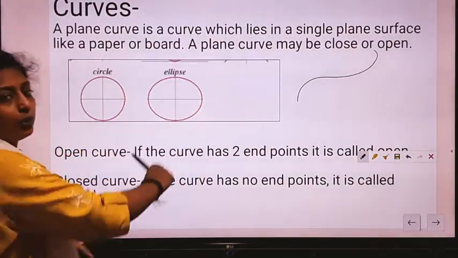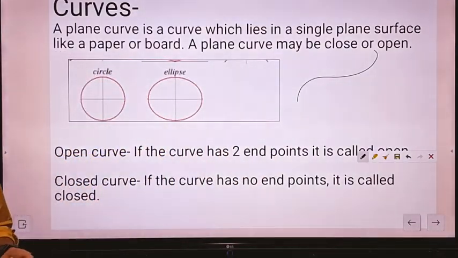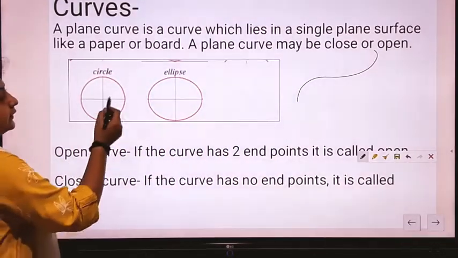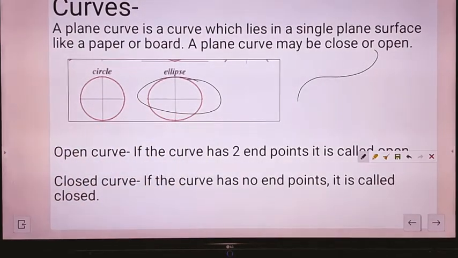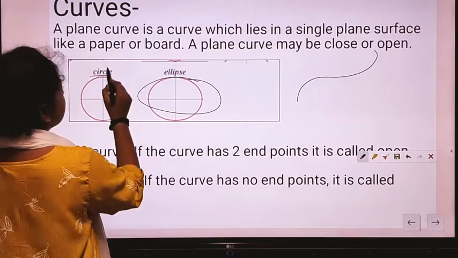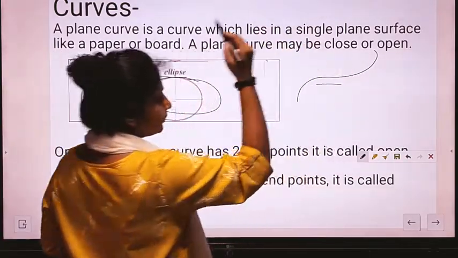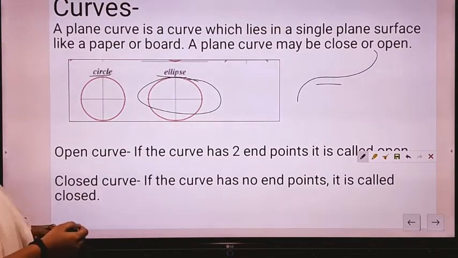Like see, this is a board. This line is lying entirely inside the board. It's not coming out of the board. Similarly, this circle, this ellipse, these are also lying inside the board only. They are not emerging out of the surface. So these curves, this circle, ellipse, this particular curve, these are called plane curves, okay?